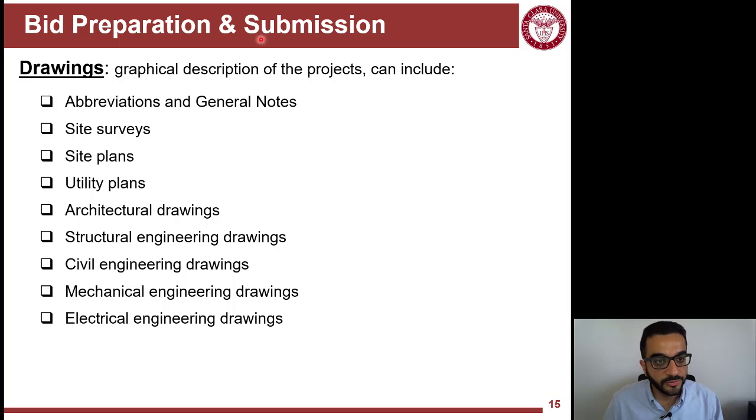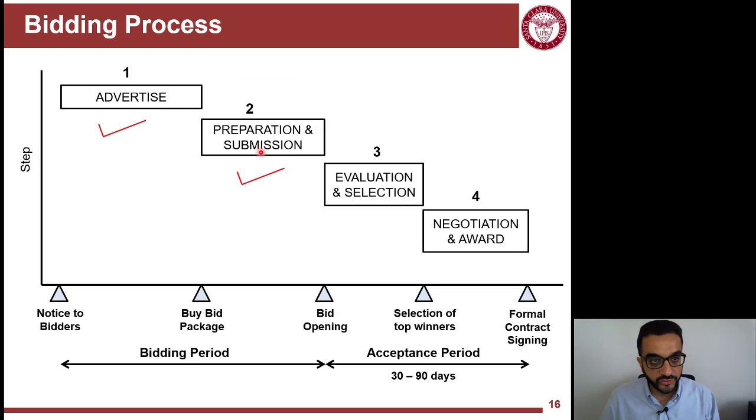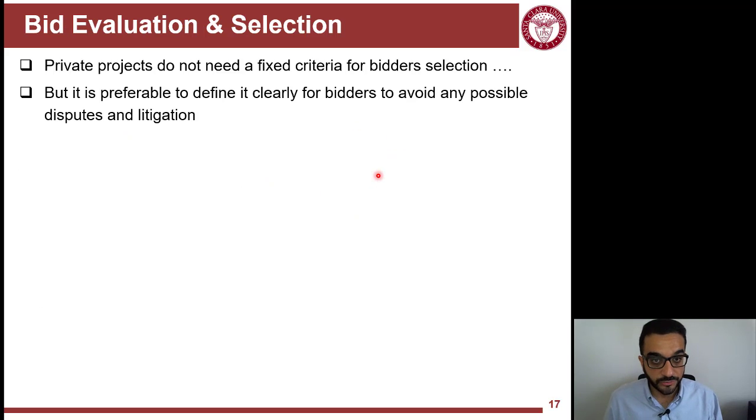Part of the bid documents is drawings, and this is just a list of typical drawings. As engineers and construction management professionals, you need to know how to read drawings, and that's helpful because you will understand the scope and be able to estimate a reliable bid price. So once you submit the bid, the owner, or the owner representative, will open the envelopes and evaluate.